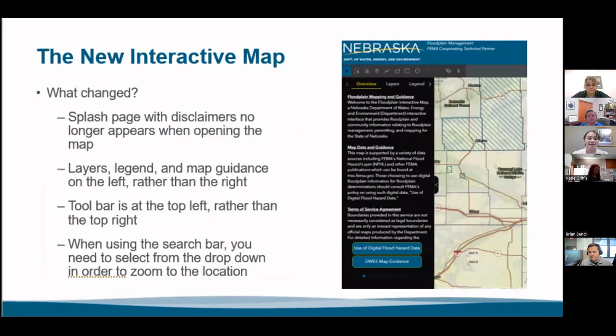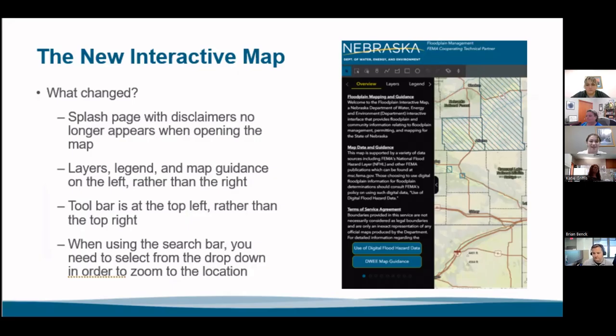So here you can see the splash page with disclaimers no longer appears right up front. When you open the map, it's over here to the side. And there's also the layers and the legend and map guidance on that left panel. The toolbar is in that top left area, that has the points, drawing polygons, measuring distances, they're all up there. And when you use the search bar, you need to select from a drop-down in order to zoom to the location. So you'll type it in, it'll appear, and then you click on it. And for some reason, you have to click twice on that name, and then it'll take you to your desired location.